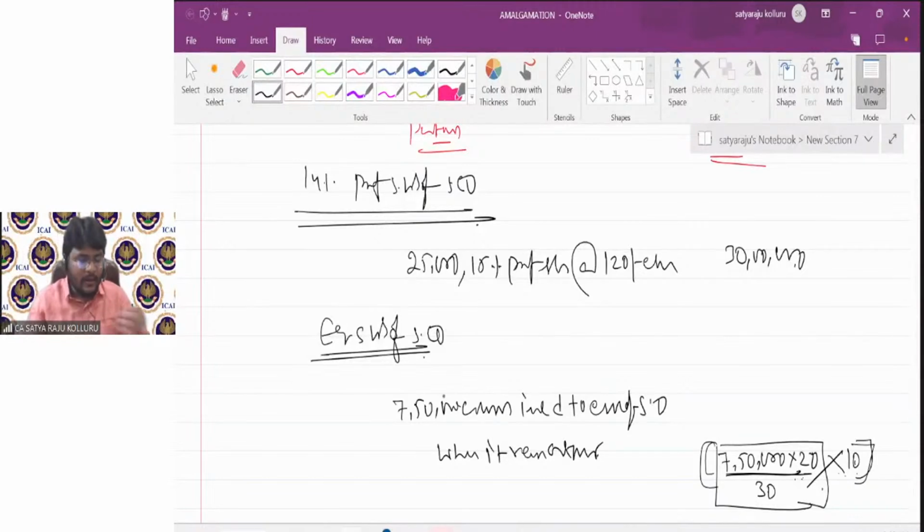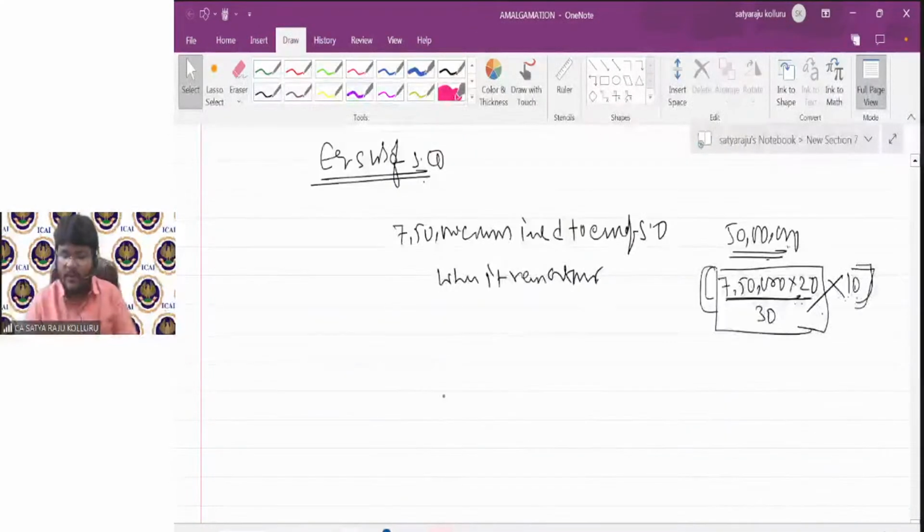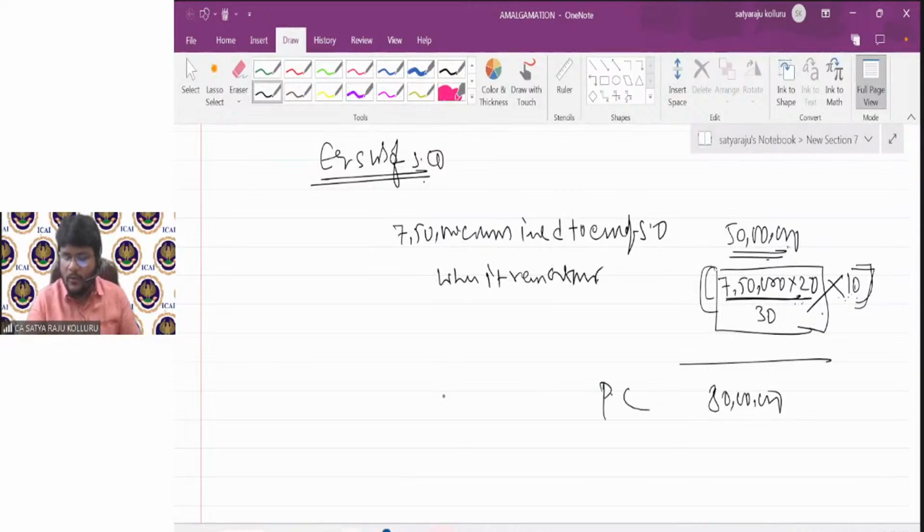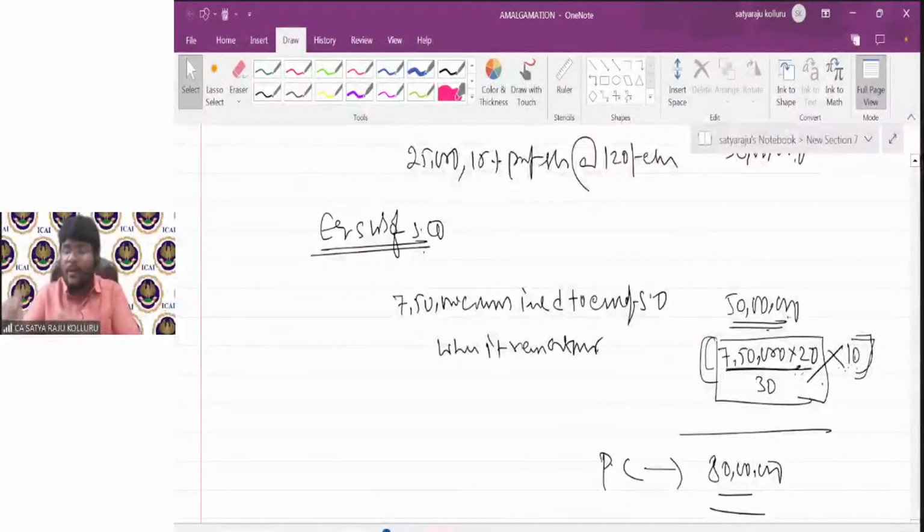Okay, let me know, guys, what is this? How much value are we getting? 50 lakhs, am I right? This component value is 50 lakhs, right? If you multiply the worth with 10 rupees, you are getting 50 lakhs only, right? Now 50 plus 30, how much is the total amount of PC? 80 lakhs.